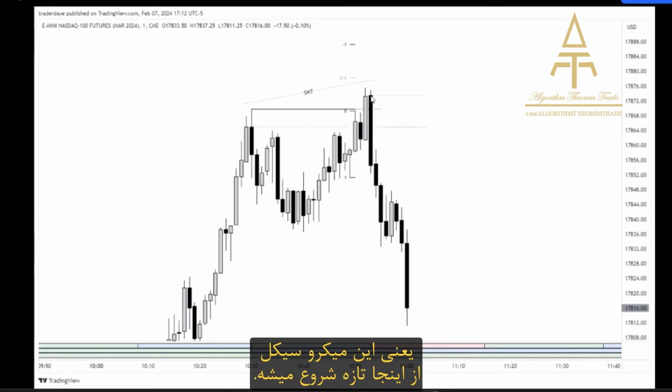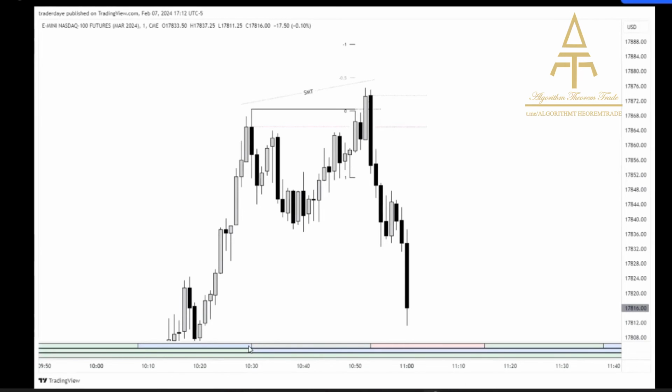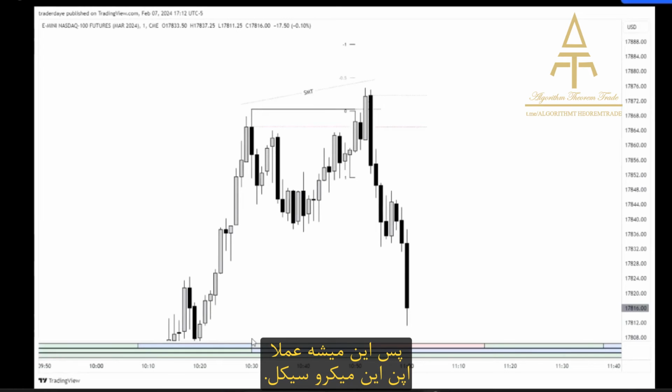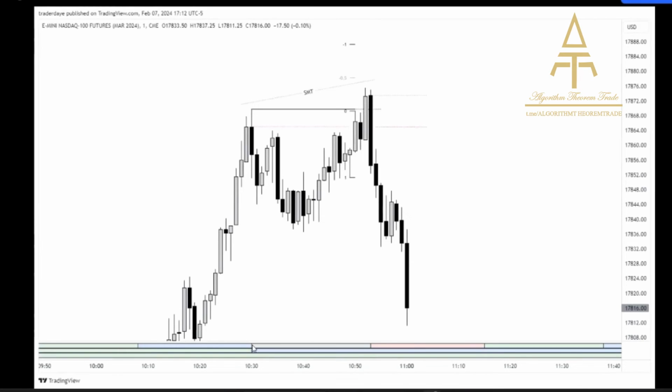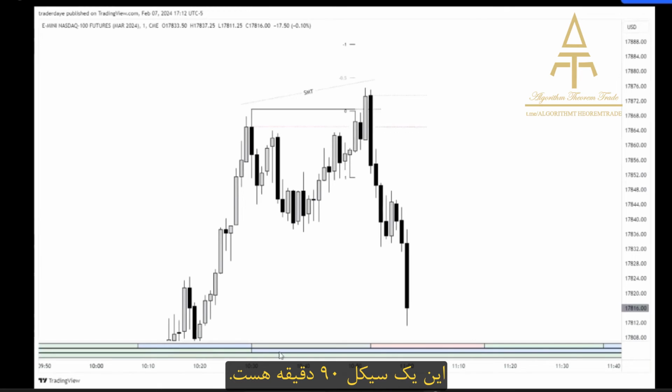I'll change the name. The opening of this microcycle is above the revolving true open right here. You remember the revolving true open? Okay. So that's literally the opening price of this microcycle right here, right? And what else can you see? On the higher time frame cycle, as you can see right here, this is a 90-minute cycle.